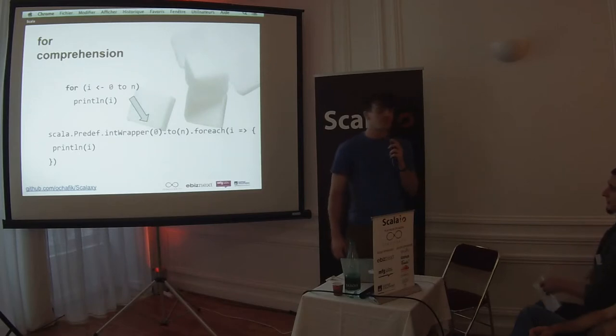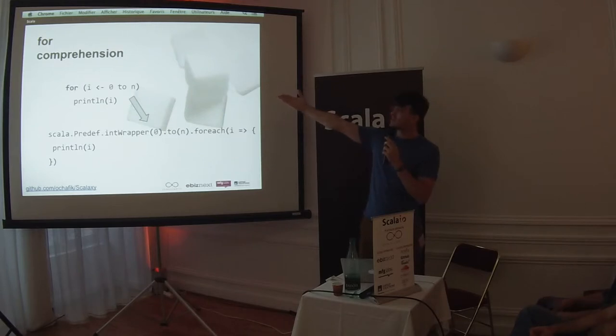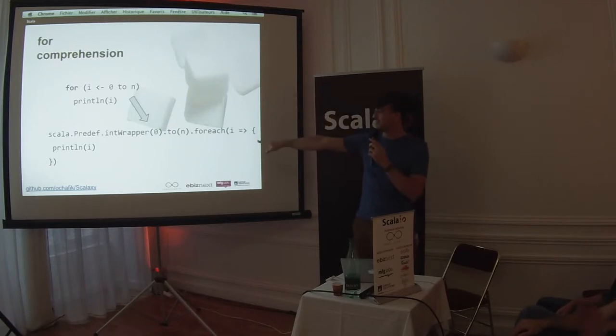For comprehensions. This is the simplest form of for comprehension in Scala. It does look like a Java for loop, except under the hood, it's actually desugared, because it's syntactic sugar. It's desugared into this expression that uses a closure for the body of the loop. And that's a simple example.